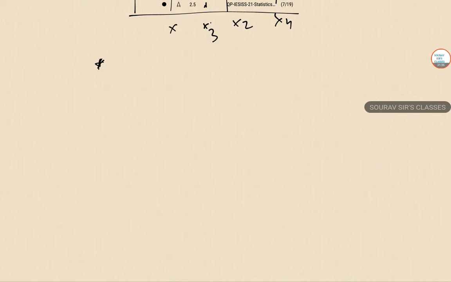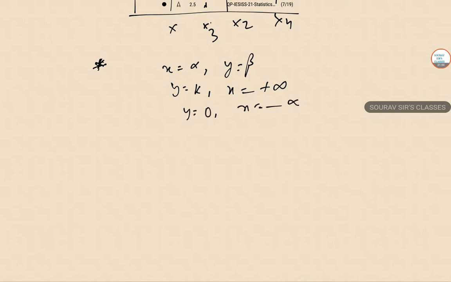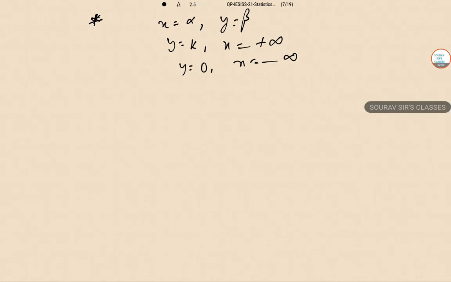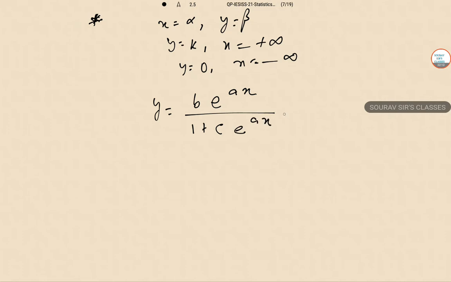The main thing about the curve is the mathematical formation which they asked in the question. So the growth of population in an area of fixed limit has the following: the point of inflection is at x equal to alpha and y equal to beta. We'll be using this very soon. It is asymptotic to the line y equal to k as x tends to plus infinity, and y equal to 0 as x tends to minus infinity. And no horizontal slope concept. An equation which fulfills this requirement is y equal to b e to the power ax over 1 plus c e to the power ax, where a, b, c are positive.